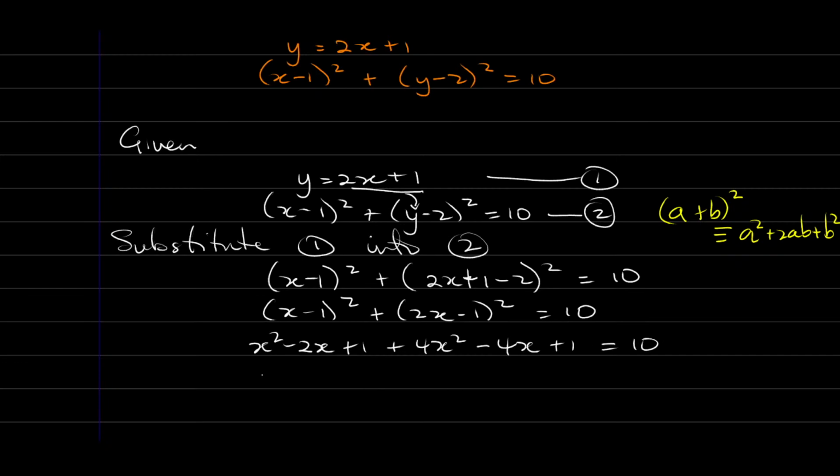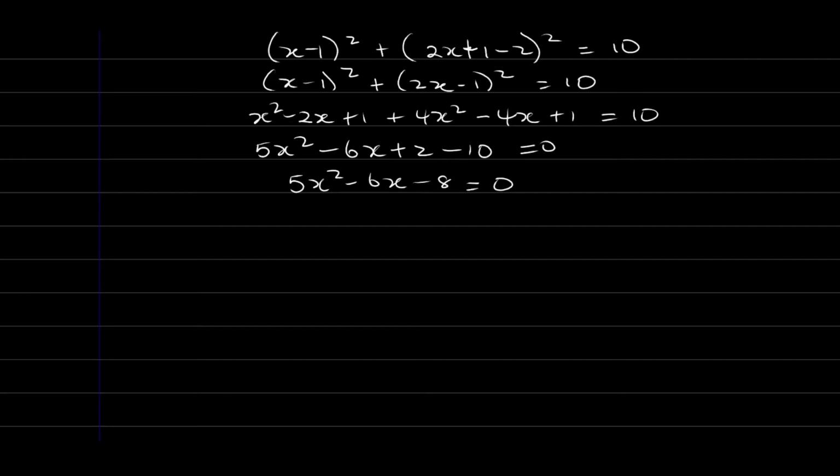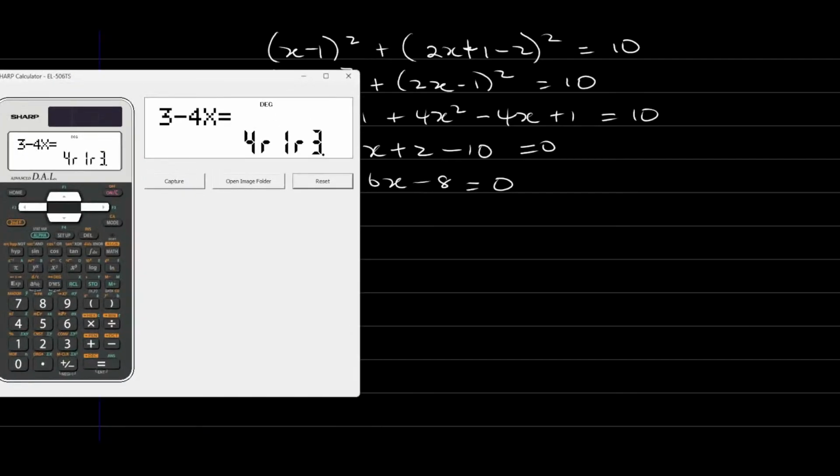So I'll have here 5x squared minus 6x plus 2 equal to 10. I'm going to just minus 10 right away, equals 0. So I'll have 5x squared minus 6x minus 8 equal to 0. Let me see if the calculator can work out this quadratic. If it gives me too much of a fraction, I wouldn't bother.